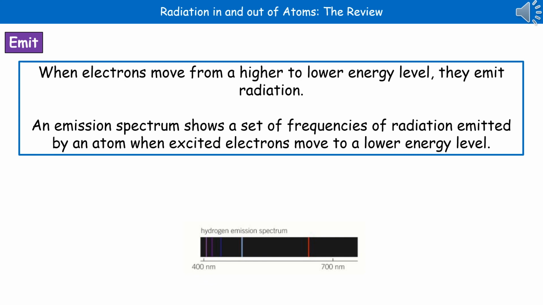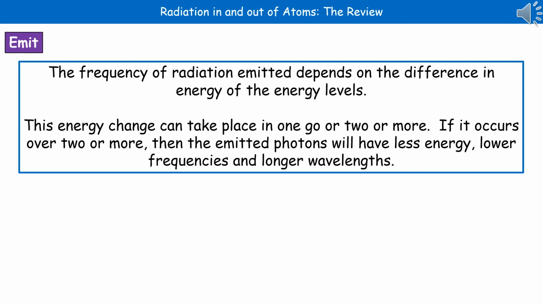When electrons move from a higher to lower energy level, then they emit radiation. And an emission spectrum shows a set of frequencies of radiation emitted by an atom when excited electrons move to a lower energy level, and you can see one at the bottom there. The frequency of radiation that's emitted depends on the difference in energy of the energy levels.